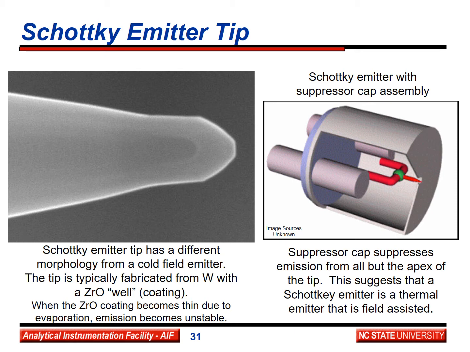As I mentioned before, a Schottky emitter has to have a suppressor cap. Here's a diagram showing a suppressor cap assembly, which looks an awful lot like a Wehnelt cap. The suppressor cap suppresses emission from everywhere but the apex of the tip, which suggests that a Schottky emitter is a thermal emitter that is field assisted.